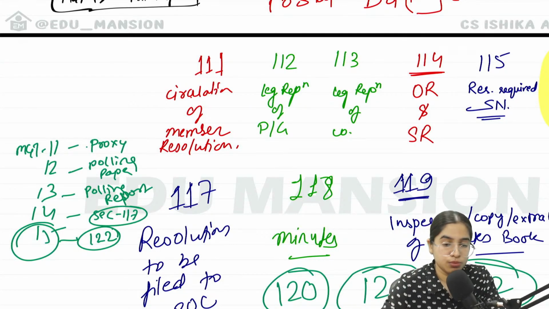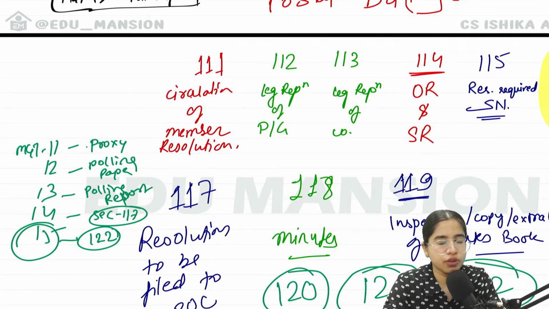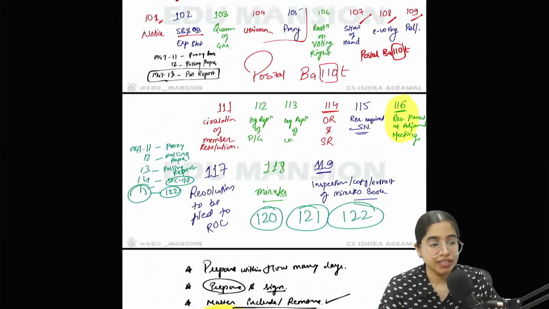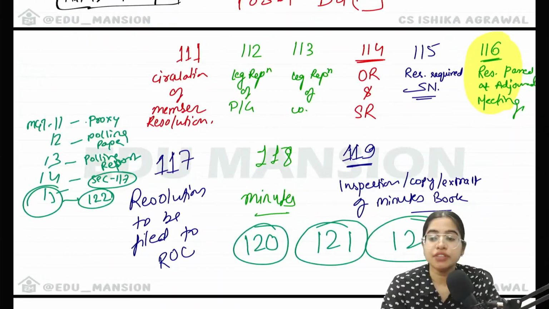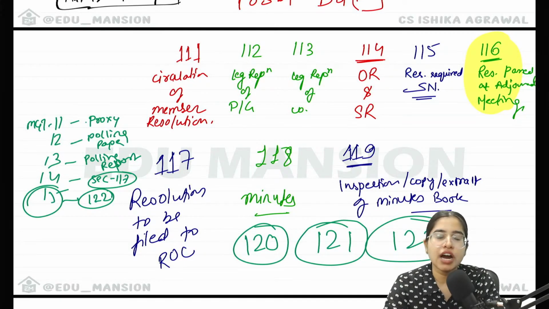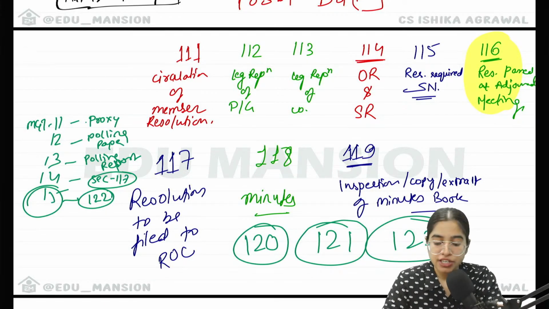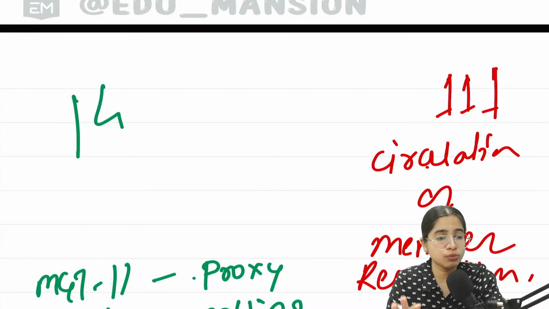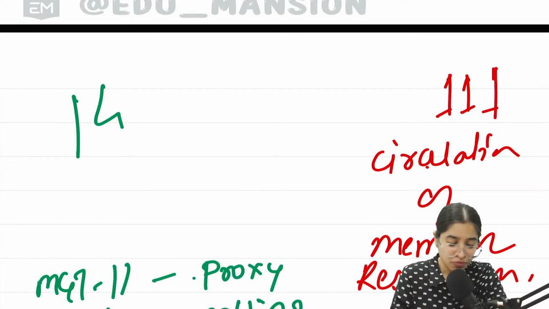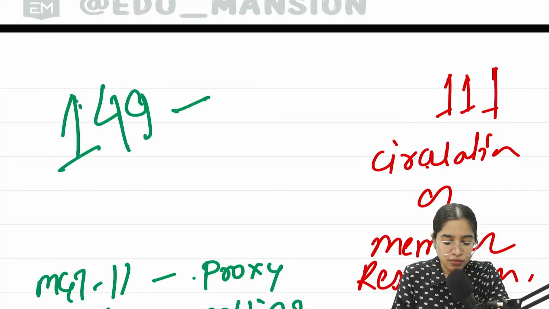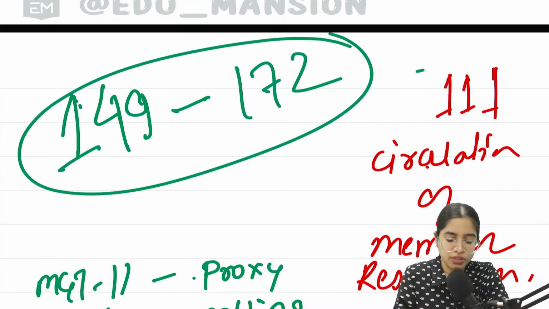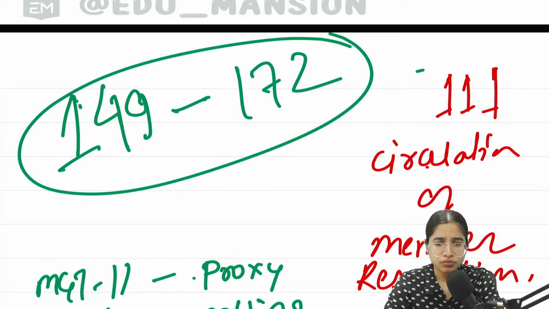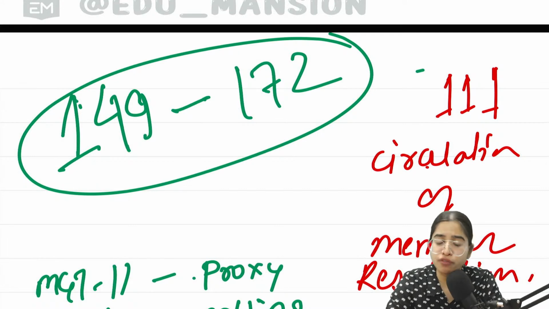Okay, so with this we are done. I'll make a short video on minutes, that is 118 and 119, and we are completely done with the general meeting chapter. Tomorrow we will start with directors, section 149. We will study section-wise; it may be up and down in the module, don't tell me later, I'm telling you beforehand. Tomorrow we will study section 149 to section 172, that is appointment and qualification of director.